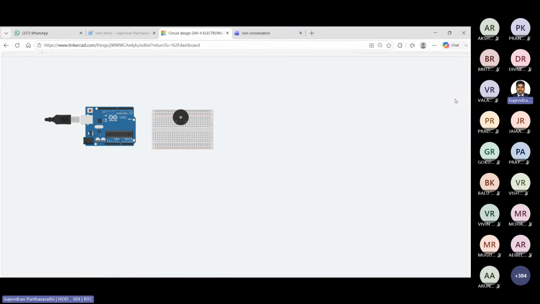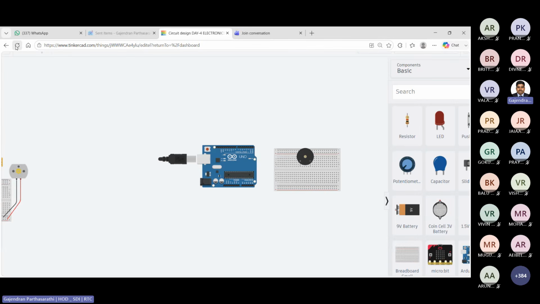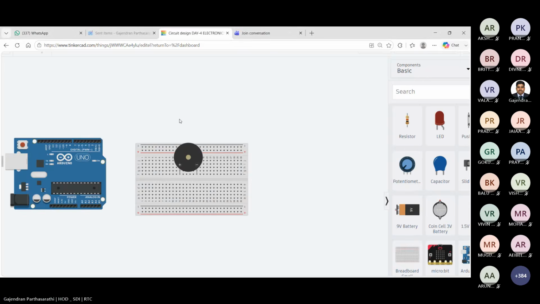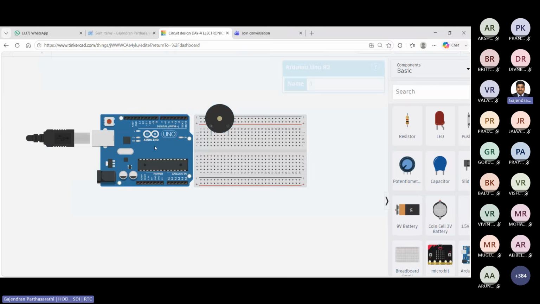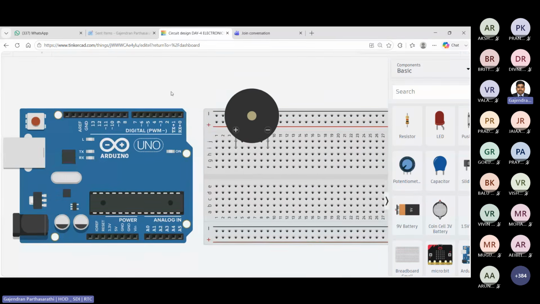Put a heading, pulse width modulation. To understand pulse width modulation, we are going to use our buzzer as the example. Now we are going to vary the sound of the buzzer. For that, I need to use only PWM pins.